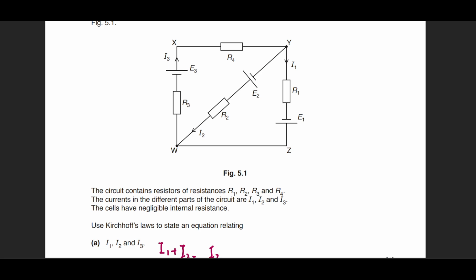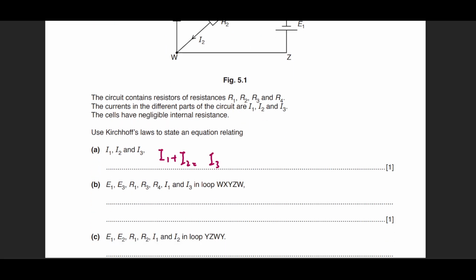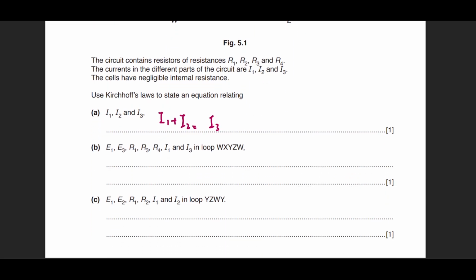All right, moving on to the second and third part. In the second part, he says, B part, he says, use E, E1, E3, R1, and so on and so forth. How to solve this question? The most important part is going to be how he is referring to this loop. The way he refers to the loop is going to give you the indication of what is the positive direction of current. What direction of current will be taken as positive? Which batteries or which cells will be taken as positive or should be taken as positive?